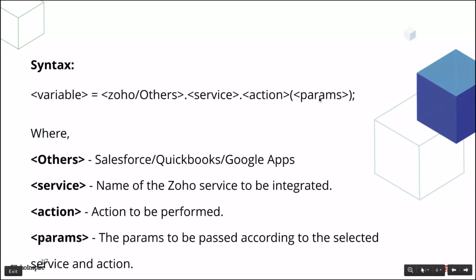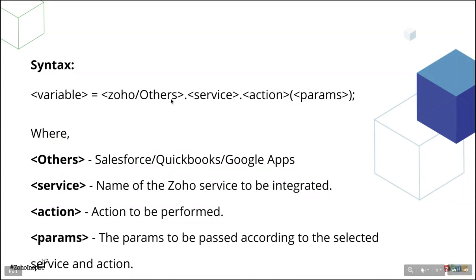Depending upon the kind of action that you're trying to perform, you will need to pass the parameters. And this parameter will again be a collection, mostly a map, which you would have seen in most of your integration work. And when I say other services, how do you actually perform other service integration? For other services, you have a specific format. For QuickBooks, I'll be showing you the format.